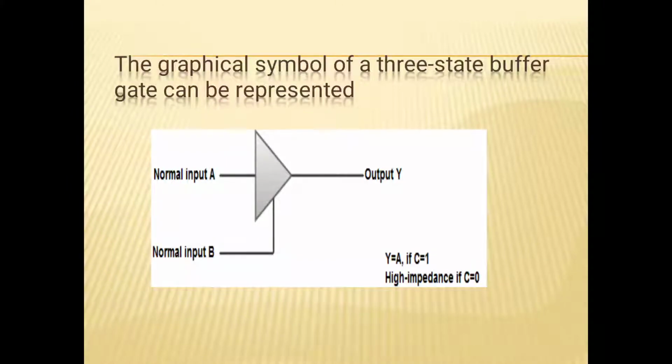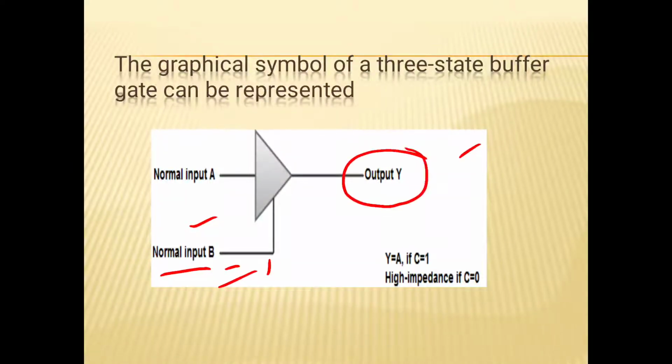The graphical symbol of a three-state buffer gate can be represented as follows. Whenever we have the normal input as A, it gives the normal output as Y. Whenever the control input B has the value 1, that is B equals 1, this circuit gives the simple output as their input A. But whenever B equals 0, it gives output in the high impedance state, or we can say Y is logically disconnected from the input A. It means Y has no meaning, no importance at that time. It is a high impedance state.